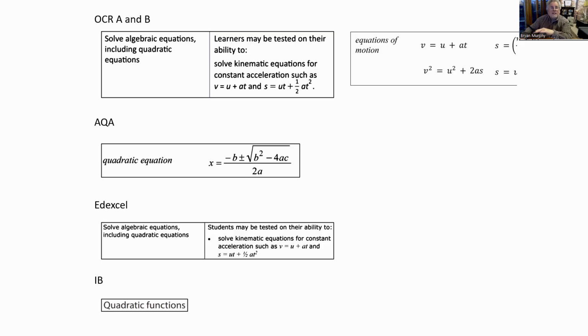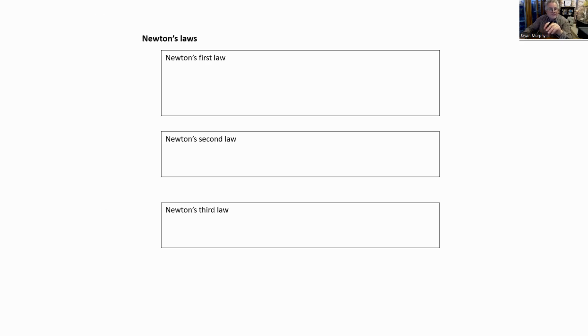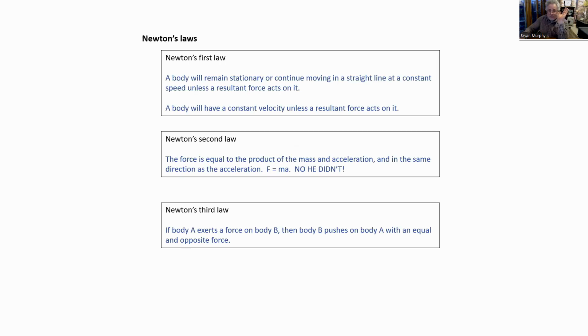You need your equations of motion. Now let's make a start. First thing we need to do is to make absolutely sure we know what we're talking about. So we've got Newton's laws. We know what they are. You can rattle those off until you're blue in the face. You know exactly what they mean. But what I want to do is to pick out of those three laws some interesting points.